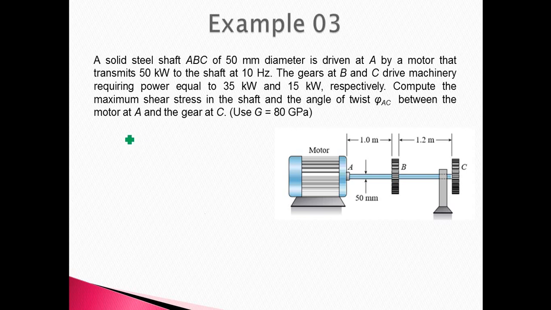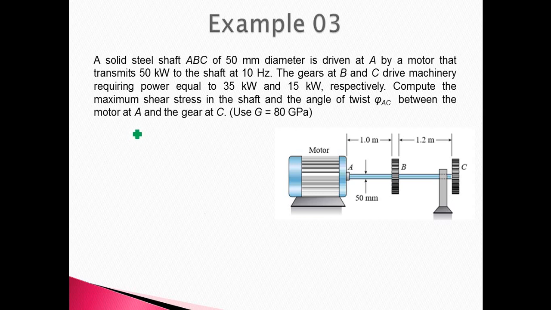A solid shaft ABC of 50 mm diameter is driven at A by a motor that transmits 50 kW to the shaft at 10 Hz. The gears at B and C drive machinery required power equal to 35 kW and 15 kW respectively. Compute the maximum shear stress in the shaft and the angle of twist phi AC between the motor A and the gear C, and then use the modulus of rigidity G equal to 80 gigapascal.